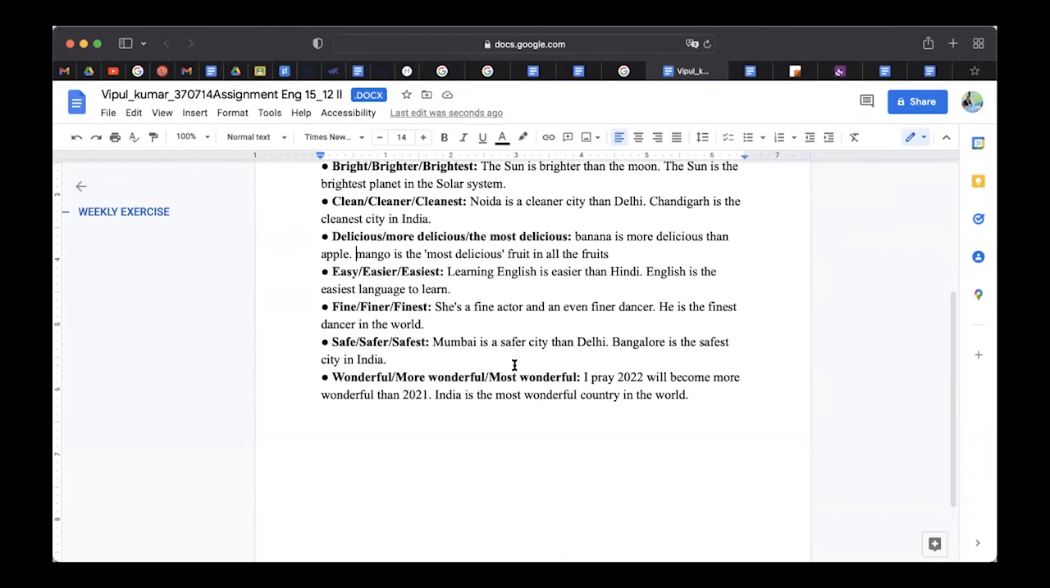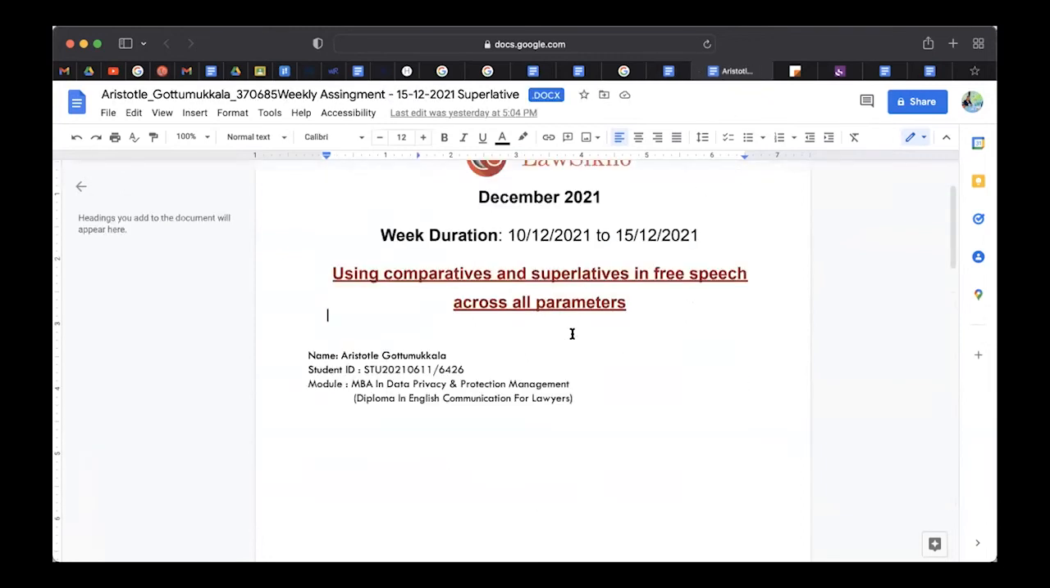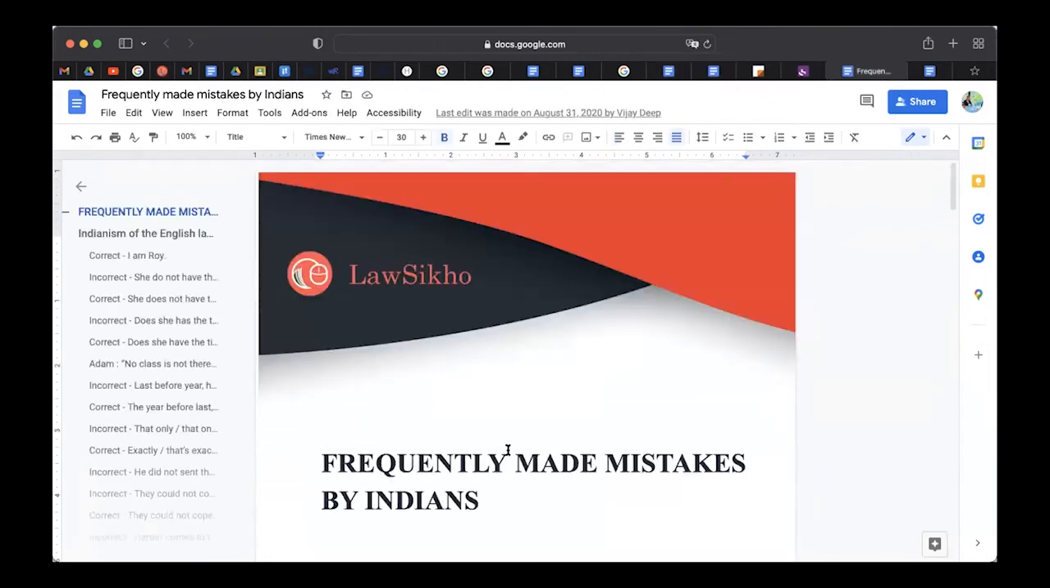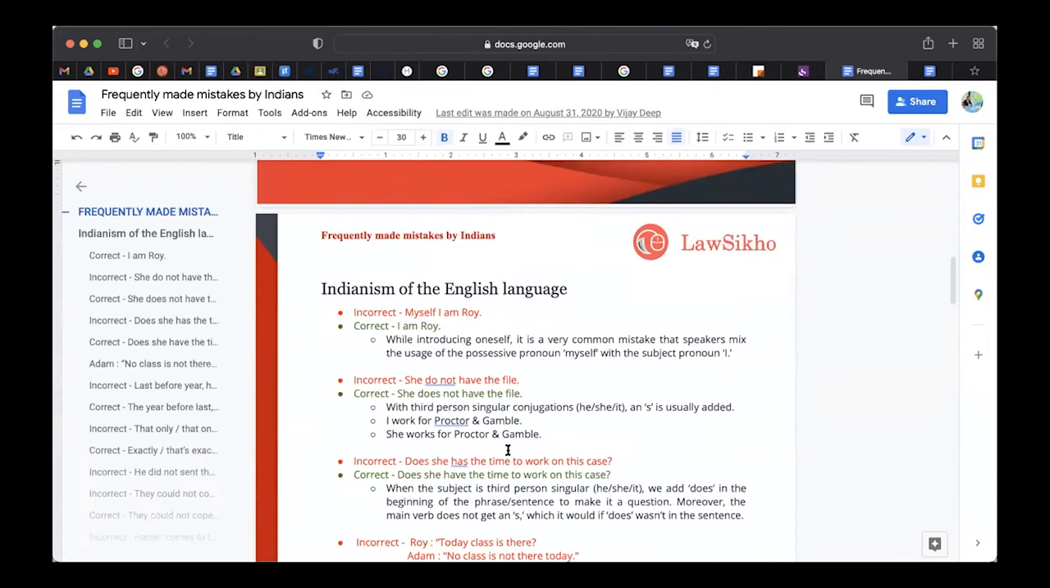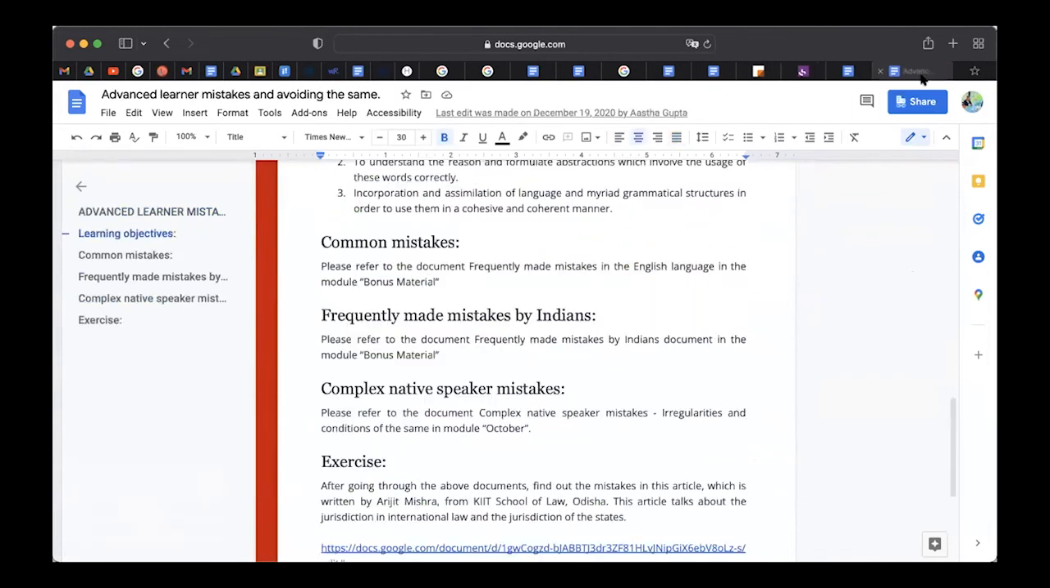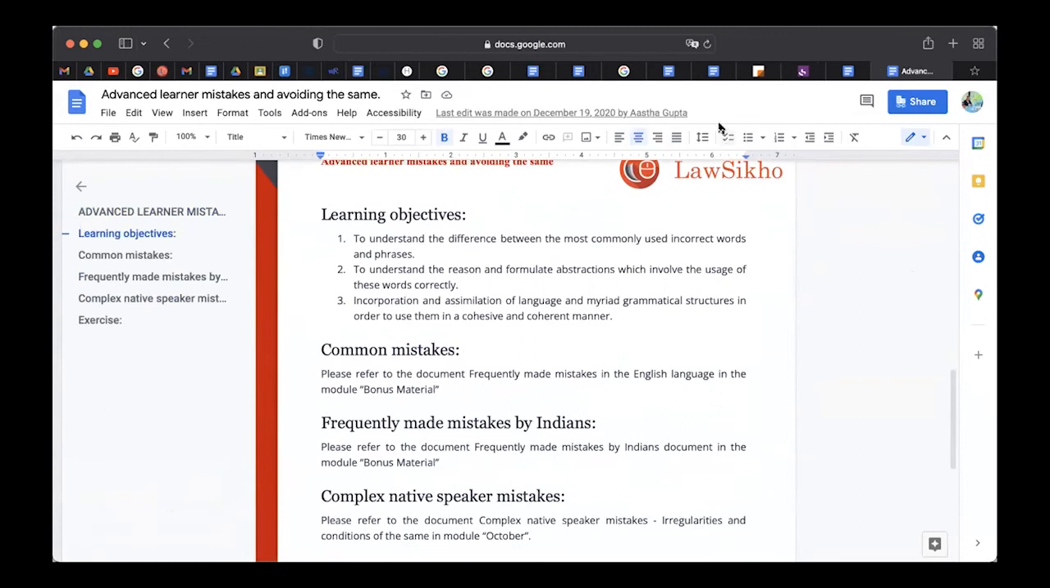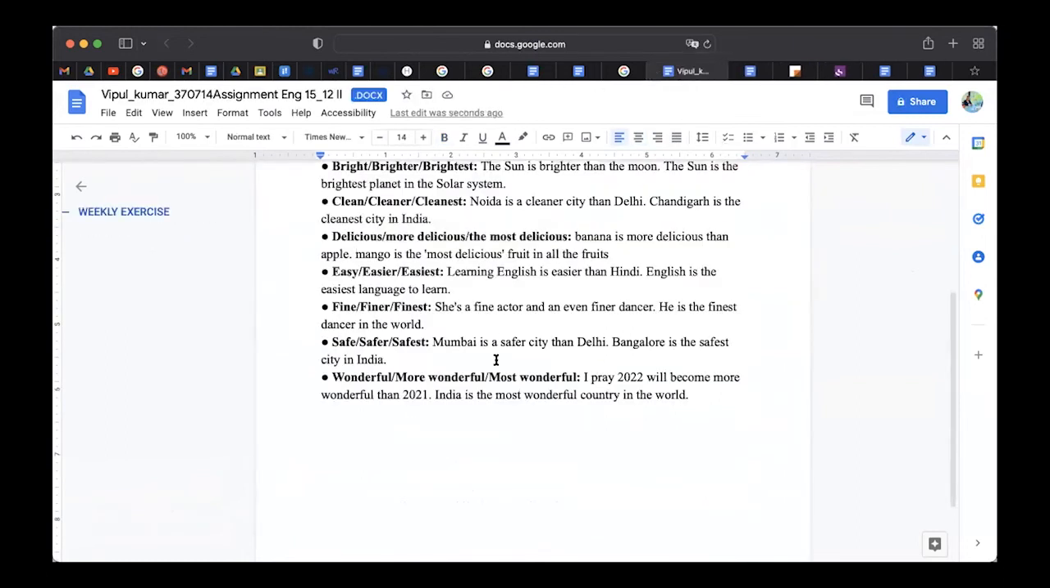Mumbai is a safer city than Delhi. Bangalore is the safest city in India. I pray that 2022 will become more wonderful than 2021. This is also something that I have covered in one of the documents that we are yet to see on Sunday. When you say words like I pray or I wish, this is another thing about subjunctive. Do you all know what subjunctive is? Anyone? Not over, ma'am. Okay, I will be talking about it on Sunday.